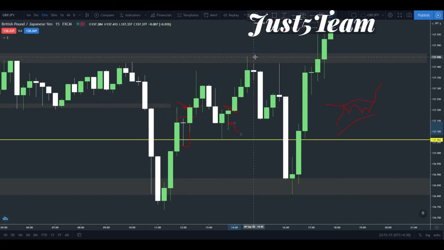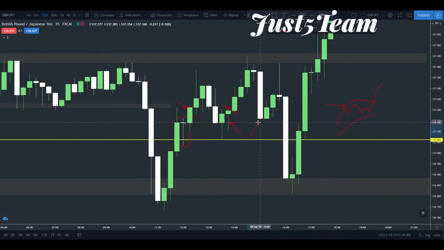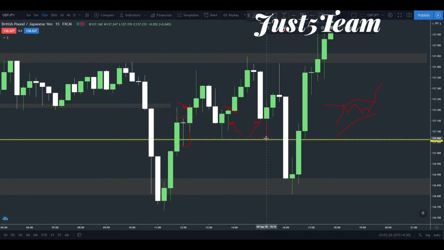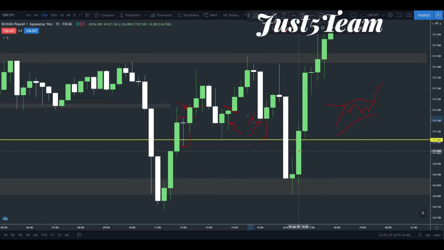And it goes up, back down, the candle closes with a tiny lower wick, and you do not have enough pips to cover. So we could not go for a sell around here.